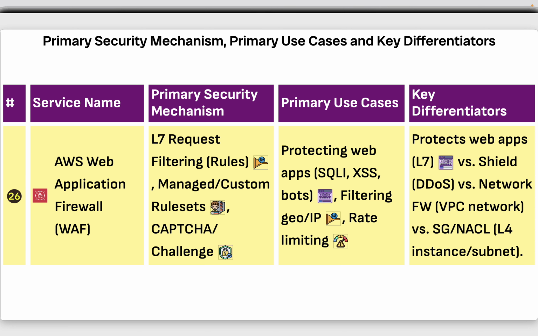Filtering geo and IP data, and rate limiting. Key differentiators are it protects web apps at L7, layer 7, versus Shield, which is for DDoS protection, versus network firewall, which is for VPC network, and versus two more components, which is security group and network access control list, which is for L4, layer 4, EC2 instance level or at the subnet level.